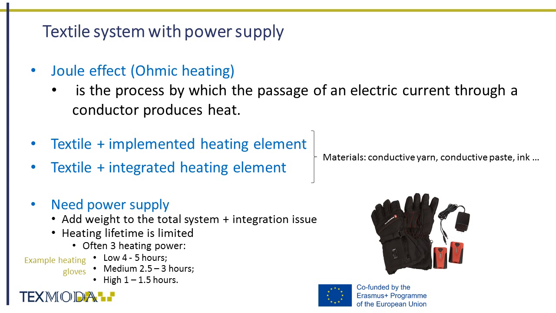For these heating systems, a power supply is required. Battery adds weight on the total system and leads to integration issues. Of course, the heating lifetime is limited by battery power capacity. If we take a heating glove as an example, often products have 3 levels of power, and for the low power, the heating time goes up to 5 hours. But for the high power, the heating time will be only 1 hour.